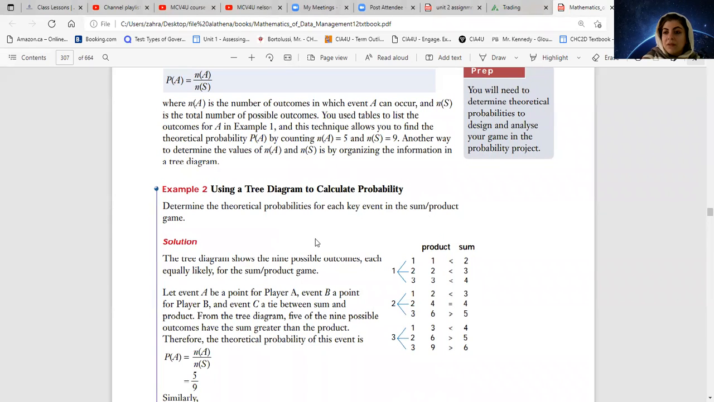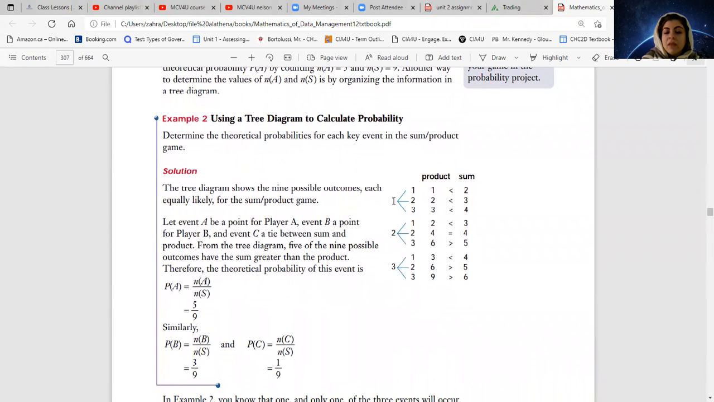Determine the theoretical probability for each key event in the sum product game. Since we did it with a table, we can do it like a tree diagram. The first number is 1, 2, 3. The second one would be 1, 2, 3, so you put 1, 2, 3 here and here as well. The product of 1 multiplied by 1 is 1, under the product. 1 plus 1 is 2, under the sum. 1 multiplied by 2 is 2. 1 plus 2 is 3 here. 1 multiplied by 3 is 3. 1 plus 3 is 4.